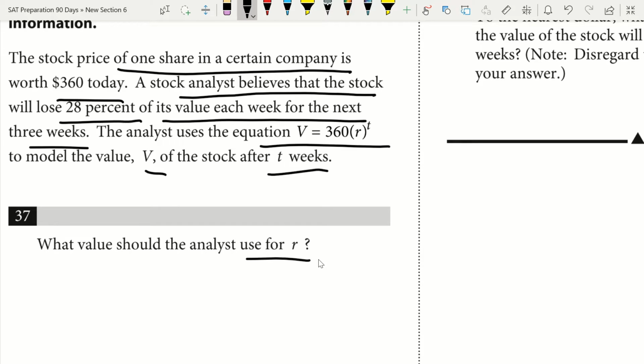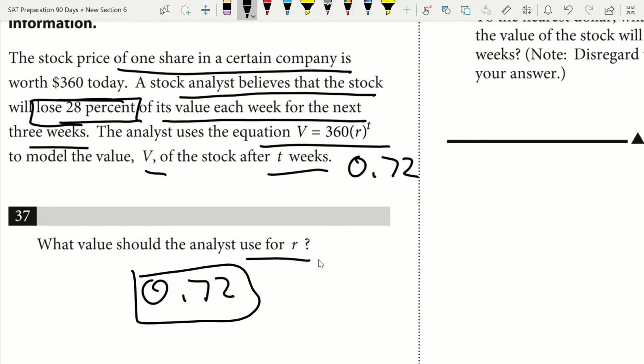Okay, well, this is an exponential growth / exponential decay question. In this case, since it's losing 28% of its value, it's exponential decay. All right, so that R value, since we're losing 28% of our value, it's going to be 0.72, right? 0.72 would be our answer here.